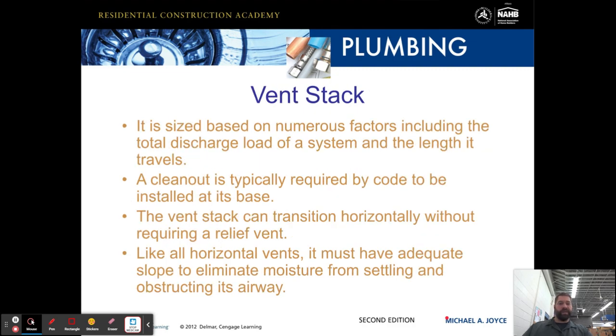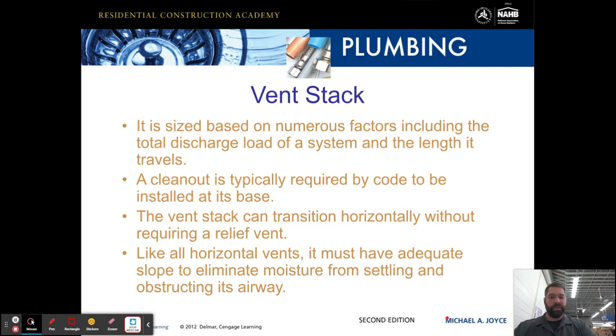The vent stack, its size is based on numerous factors, including the total discharge load of the system and the length it travels, right? So the amount and the distance. A cleanout is typically required by code to be installed at its base. The vent stack can transition horizontally without requiring a relief vent. Like all horizontal vents, it must have adequate slope to eliminate moisture from settling and obstructing its airway.